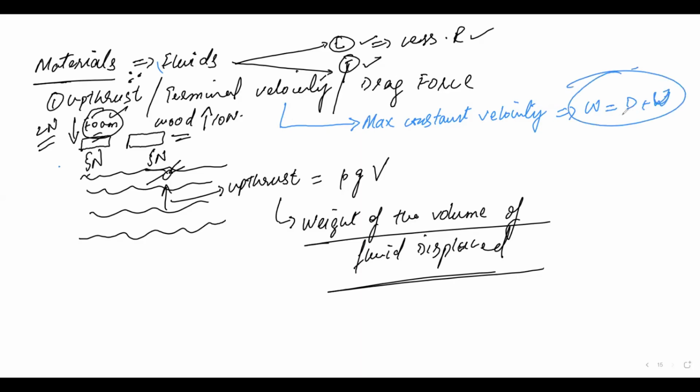Remember that whenever this condition is satisfied, your object would be moving with a constant velocity, a maximum constant velocity, and that is going to be the terminal velocity. Is that clear? Right.